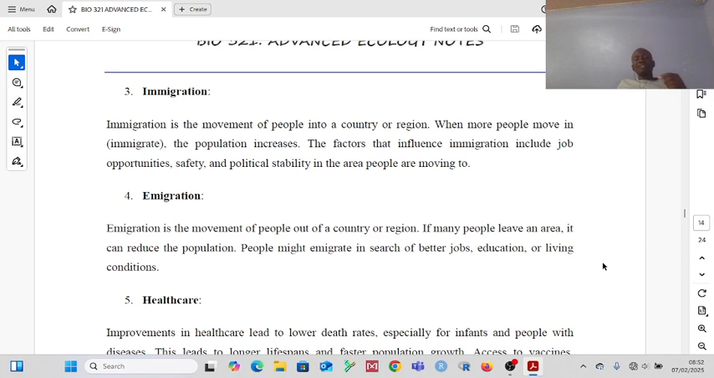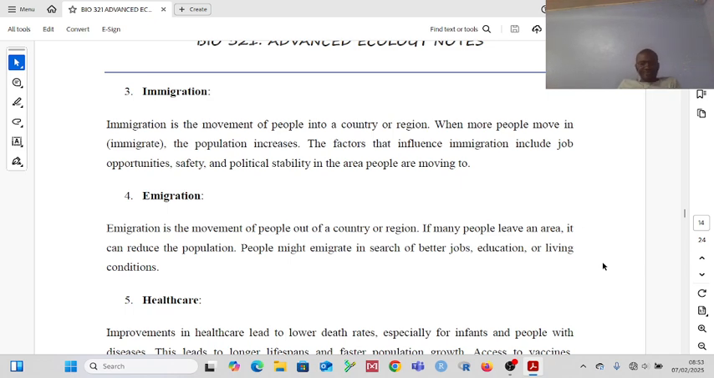Then the other factor is emigration. Immigration is moving into, but emigration is moving out. So when people move out of a particular region, that is emigration, and it leads to a reduction in the population.